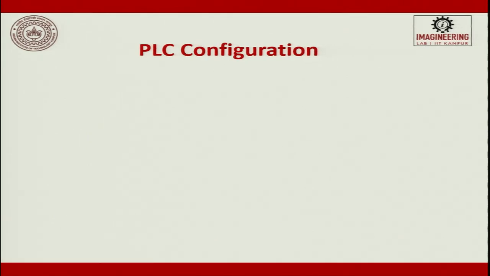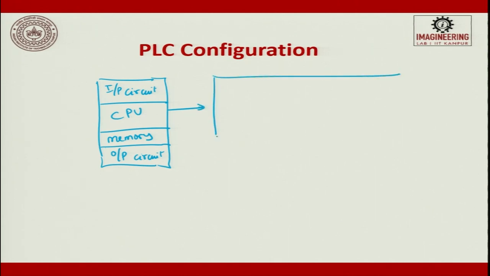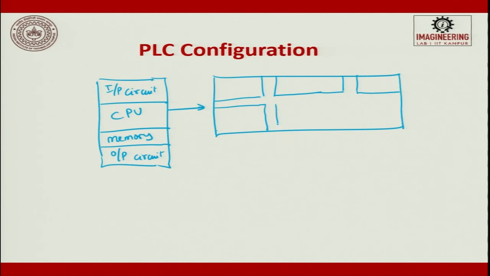Let us now see the PLC configuration. The PLC configuration we have already seen, but now I will put all the bits and pieces of information into one block diagram. So, you have a CPU, you have a memory, you have an output circuit, you have an input circuit, and this in turn is attached with data storage. So, for the program which is executed, ones and zeros will be there.